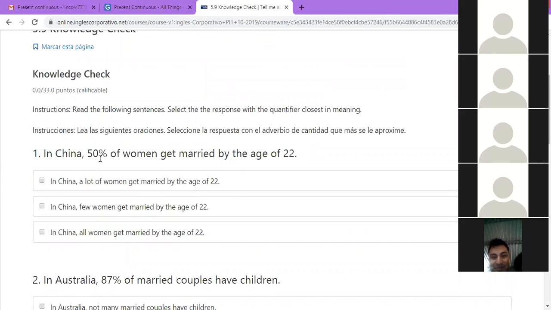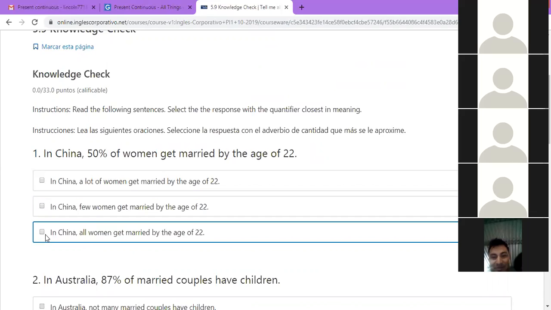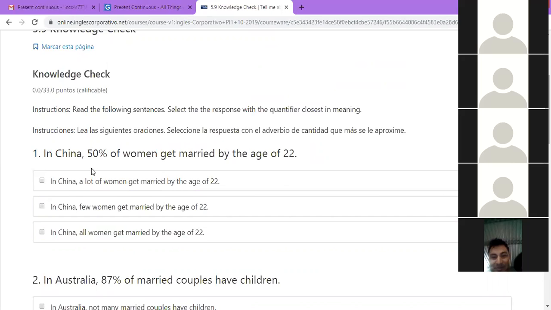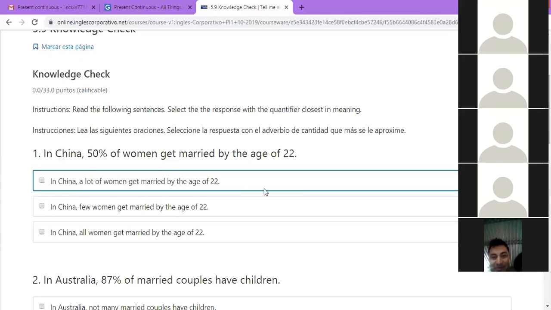Read the following sentences, select the response with the quantifier closest to the meaning. Okay. What are the quantifiers? A little, a lot, a few. In China, 50% of the women get married by the age of 22. Okay, 50% means in China, a lot of women get married at 22, a few women, or all women. This 50% is what? A lot of, a few? It's a lot of. Very good.